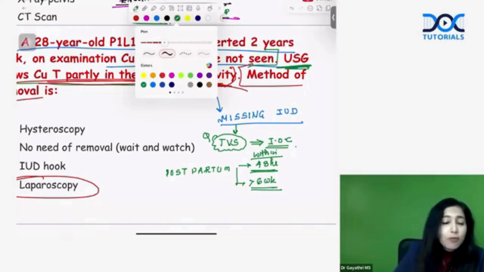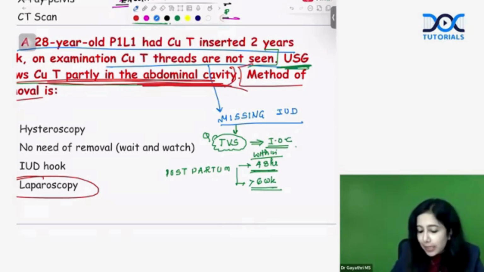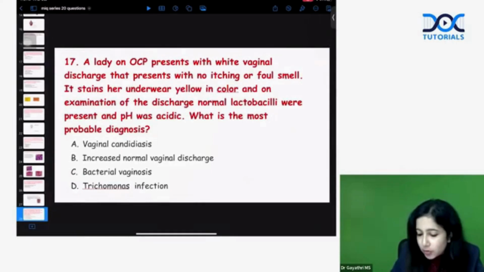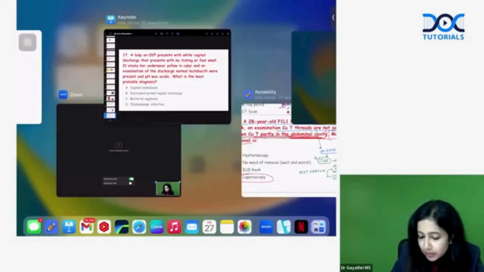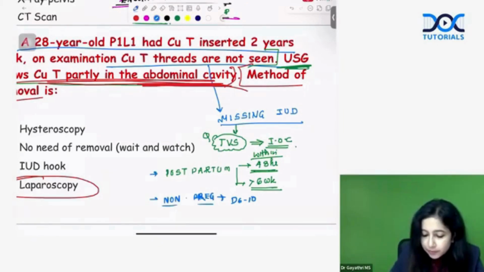Usually when you are inserting for a woman in a non-pregnant state, when do you insert? In the post-menstrual period, between day 6 to day 10. This is inserted between day 6 to day 10 in non-pregnant women.